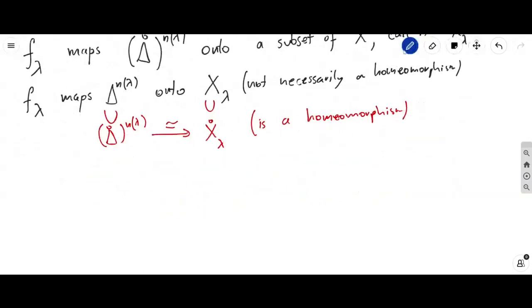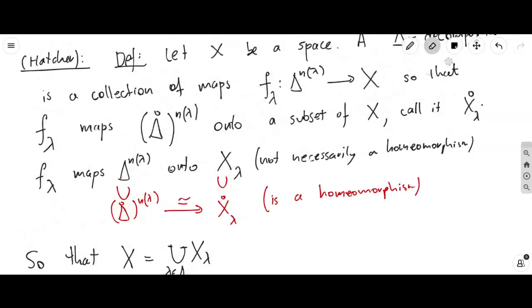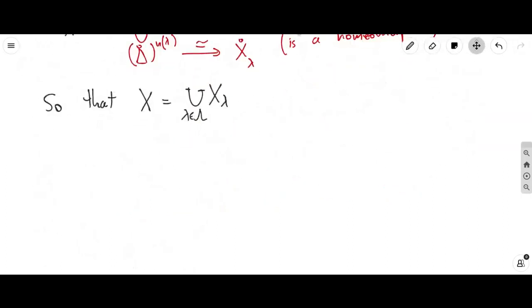And what conditions are satisfied? So that X is the union of all of these. This is a finite collection. If you look at Hatcher's book, he actually considers the possibility where you have an infinite collection of these, but let's not even bother to go there. There's a coherence condition that has to be placed. It's very similar to when we talked about topological graphs, but I really do not want to go there. So that X is the union of those.